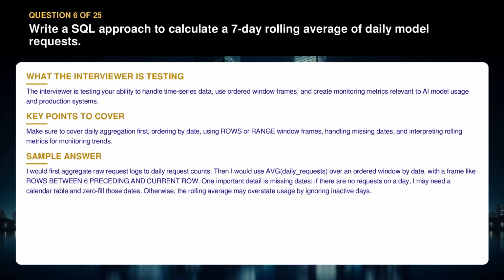I would first aggregate raw request logs to daily request counts. Then, I would use average daily requests over an ordered window by date, with a frame like rows between 6 preceding and current row. One important detail is missing dates. If there are no requests on a day, I may need a calendar table and zero-fill those dates.